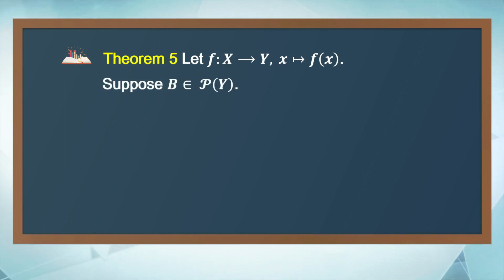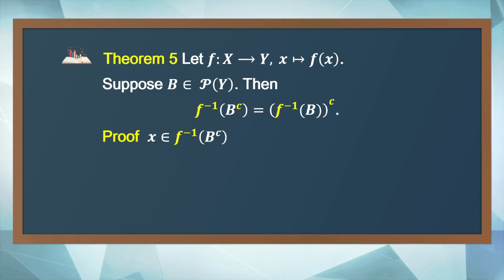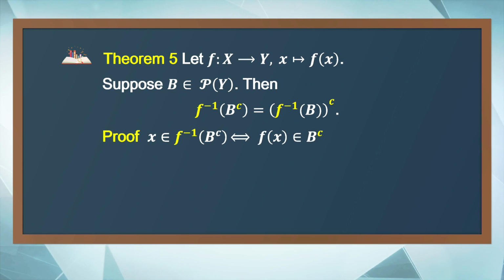Suppose B is a subset of Y, then the preimage of the complement of set B is the complement of the preimage of B. In short, the preimage of the complement is the complement of the preimage. We will prove this identity by showing that one side is a subset of the other side.